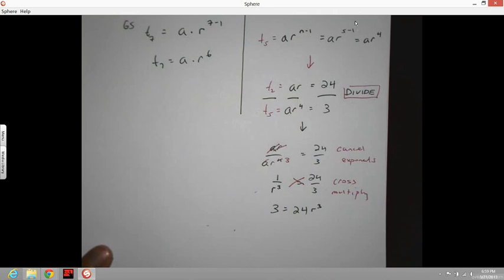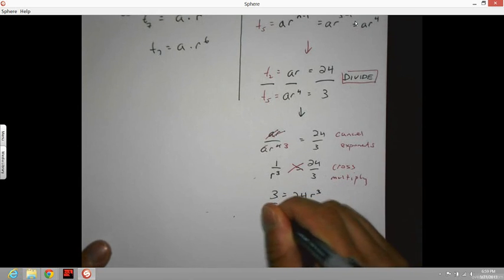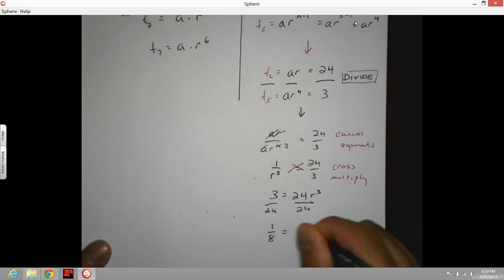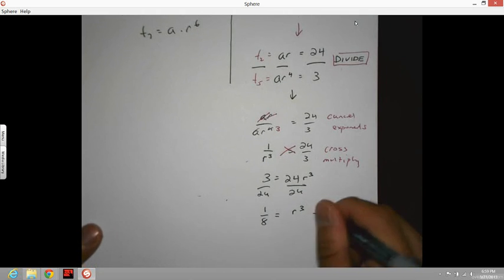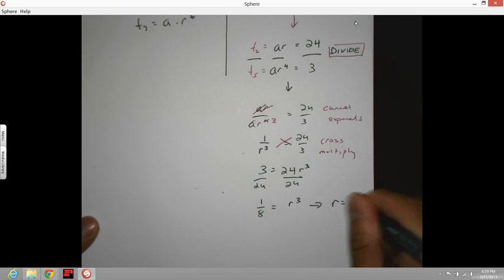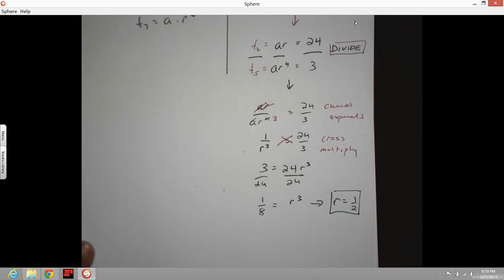And you have 24 over R cubed. What you can do next, though, is divide by 24, and you end up with 1 over 8 equals R cubed. What is the possible value for R? In that case, if you know this, R is actually going to equal 1/2. I now know my R. This is one of the strategies you could use, and I'm feeling pretty good about it.